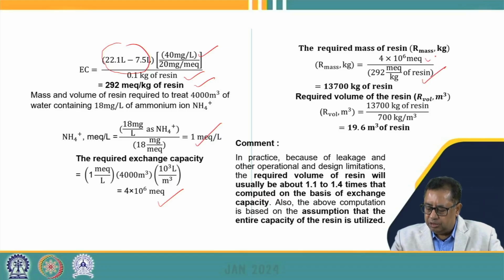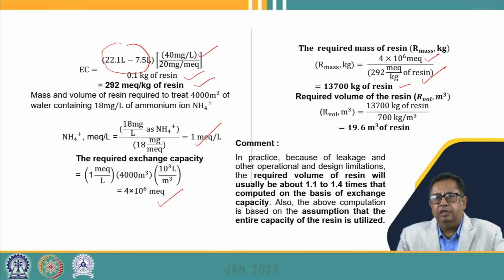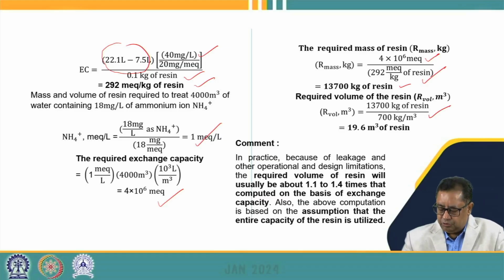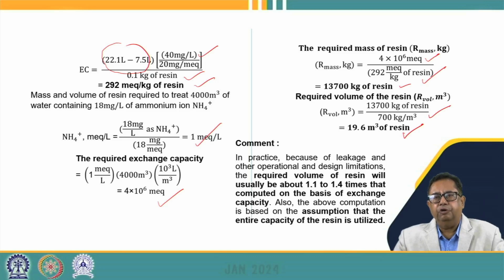So we divide the total ions that we need to remove by the exchange capacity. This gives us the total weight of the resin required for treating 4000 cubic meter of water laden with around 18 milligram per liter of ammonium ions. Similarly, we know the density of the resin, so we can also calculate the volume of the resin required for the treatment of ammonium ions. The required volume of resin is what we have got theoretically, but we generally take it 1.1 to 1.4 times based on the exchange capacity. We take it higher so that we have a factor of safety into consideration.